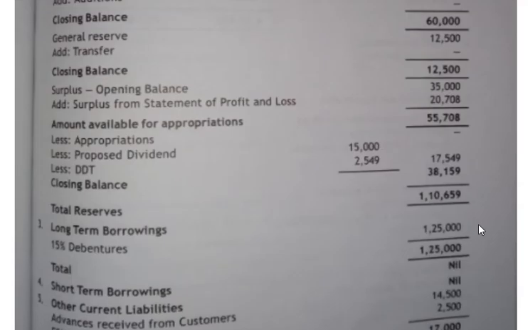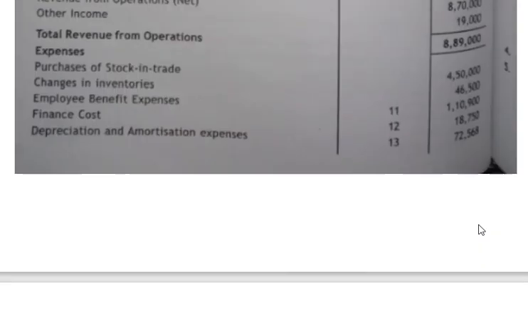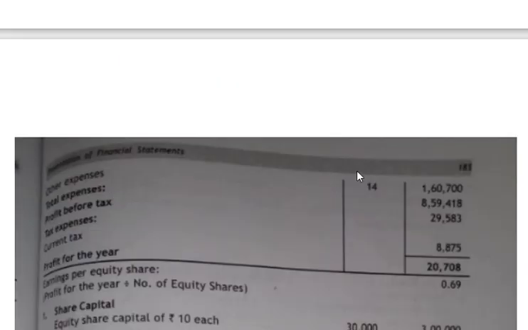Total you get 1,60,700. Moving on to your statement of profit and loss account, employee benefit expenses, working note number 11, 1,10,900. Finance cost, working note number 12, 18,750. Depreciation and amortization expense, working note number 13, 72,568. Other expenses, working note number 14, 1,60,700.